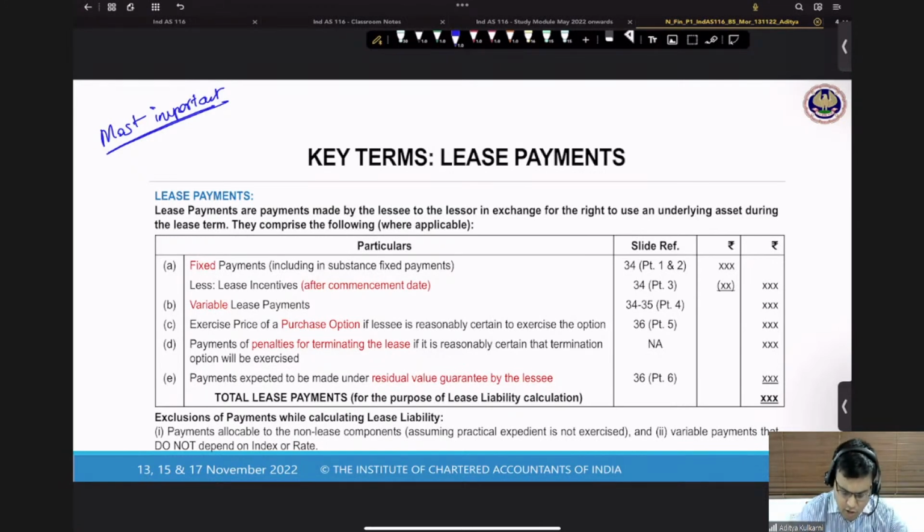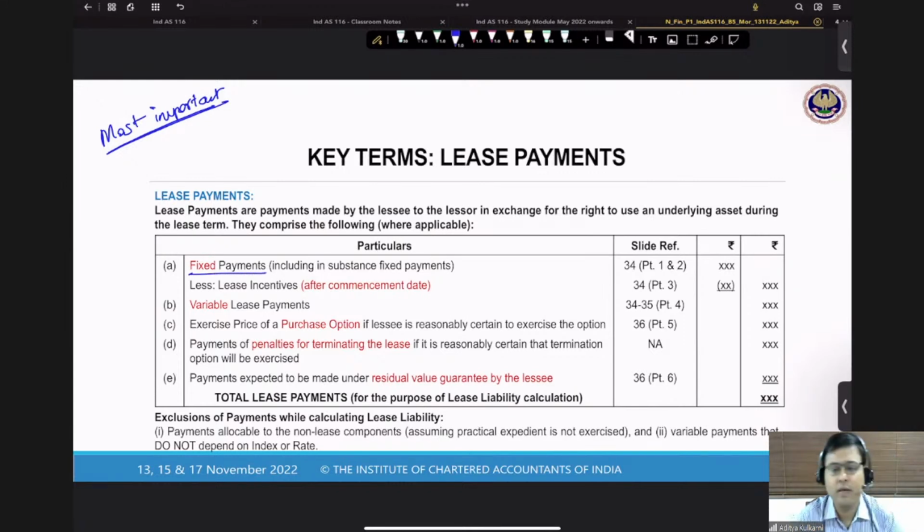Okay. So when we talk about lease payments, it is the sum total of 5 broad heads. One is the fixed lease payments. The next is variable lease payments. The third is exercise price of a purchase option. The fourth one is penalty for termination of the lease. The fifth one is payments made under residual value guarantee. Sum total of all this will become the lease payments on the basis of which your lease liability will be calculated. Okay. Now, let us move on to one by one.